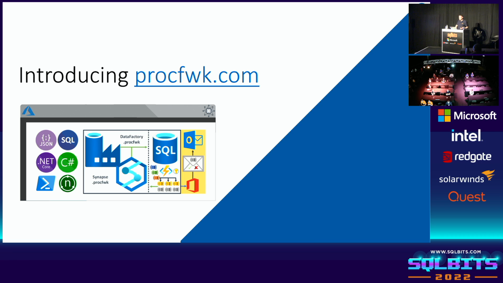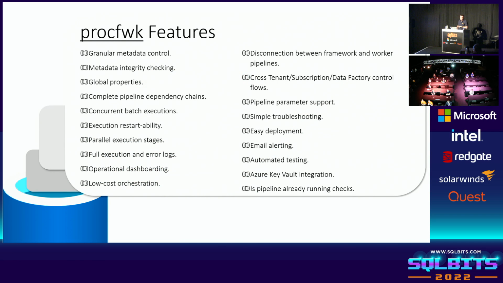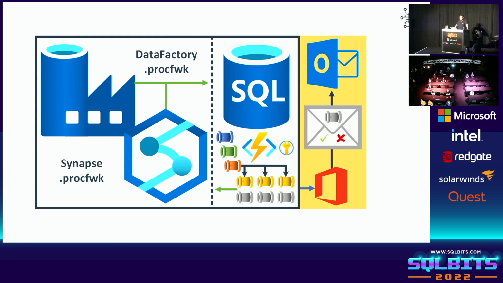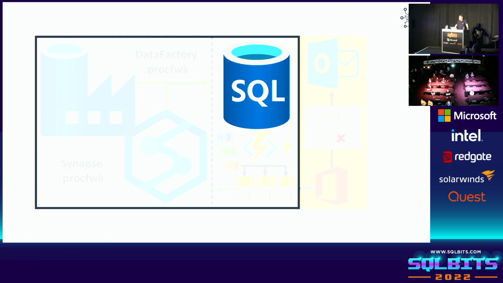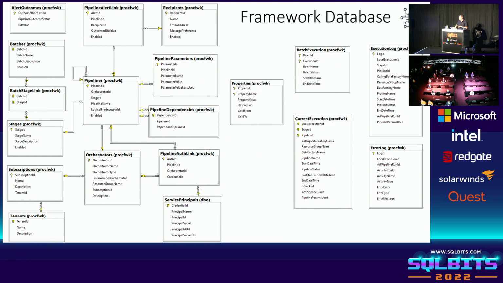And by introducing this framework approach, we can do lots of other stuff, not just deal with dependencies, but we can deal with restartability. We can deal with parallel execution. We can add email alerting. We can do other stuff here as part of this framework solution. So to give you a quick guided tour of it, I'm just going to start with the database. We're data people, right? If we can see a database diagram like this, we can understand anything.